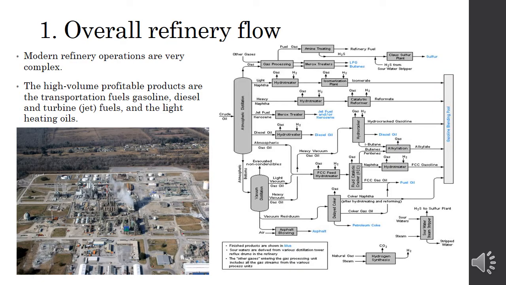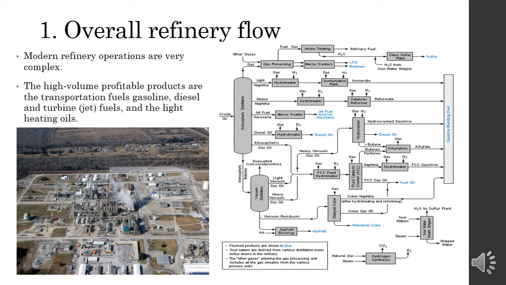Modern refinery operations are very complex, and to a person unfamiliar with the industry, it seems to be impossible to reduce the complexity to a coordinated group of understandable processes. The typical fuels refinery has a goal: the conversion of crude oil into transportation fuels. The high volume profitable products are the transportation fuels such as gasoline, diesel, and jet fuels, and the light heating oils.